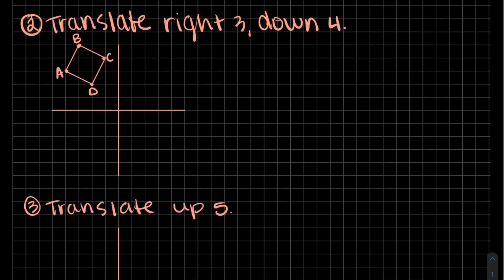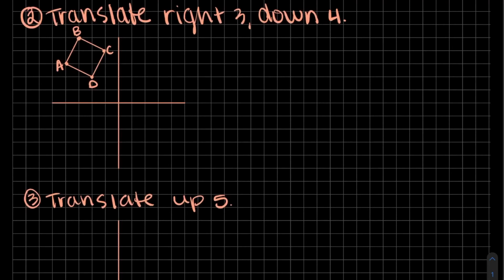The second example wants us to translate this shape right 3, down 4. So repeating the same process we did on the previous one, we are going to take each point and move the point right 3 and then down 4. So we're going to start with point A. Count over from A, right 3, and then down 4. This will become point A prime since it is the new A. We're going to repeat that for point B, right 3, down 4. This is the new B, so it is called B prime.